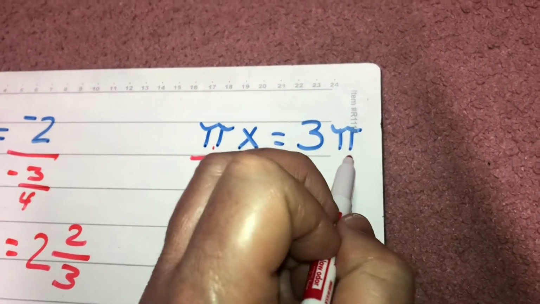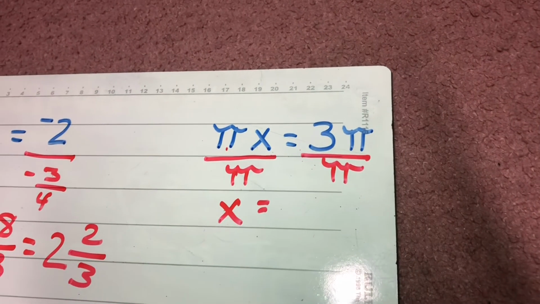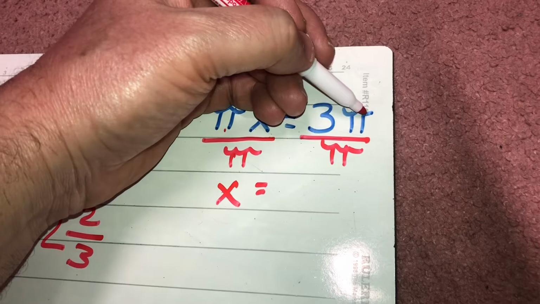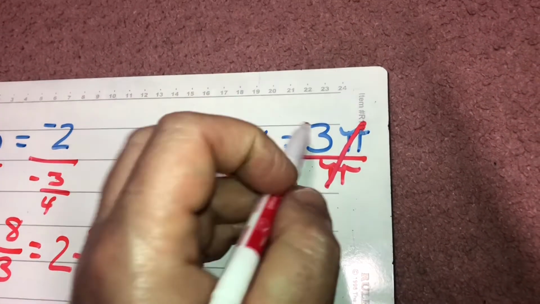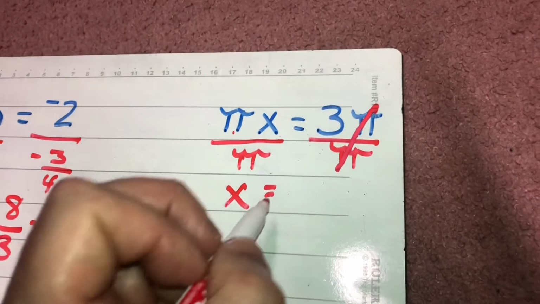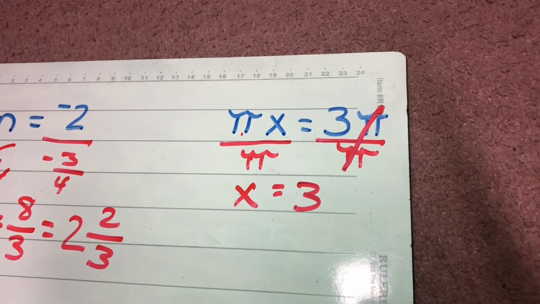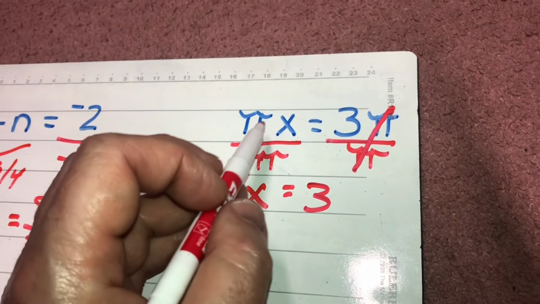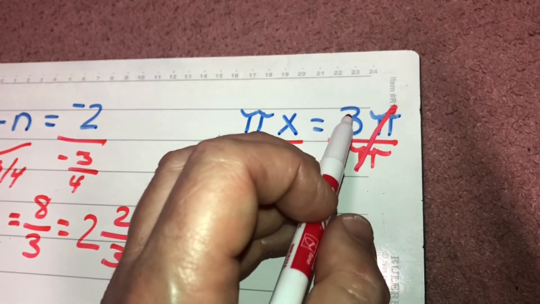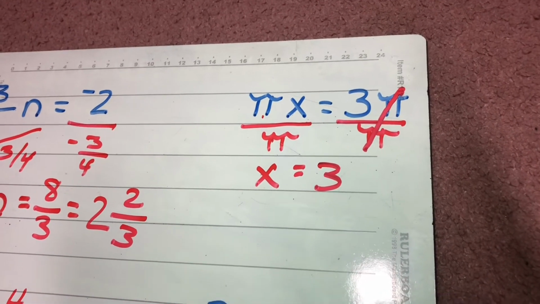But if I divide this side by pi, I have to divide this side by pi. Well, pi divided by pi, that's just 1, so that cancels it out. And that leaves me then with 3 times 1. Well, 3 times 1 equals 3. And sure enough, that makes sense, that for x to be 3, because pi times 3 would equal the same as 3 times pi. If I look back at my original equation, that makes sense.